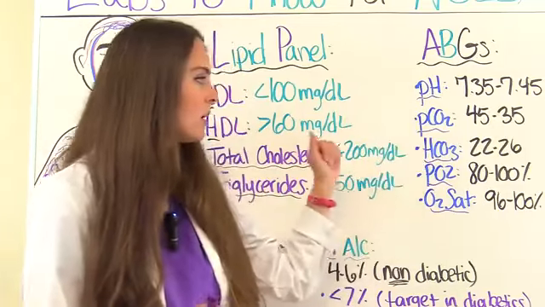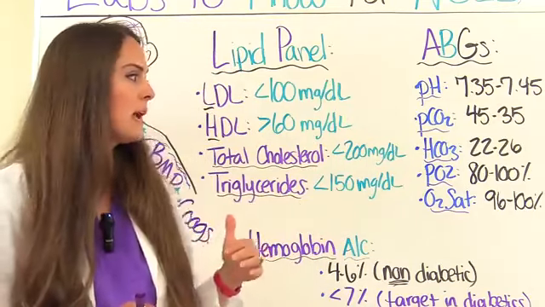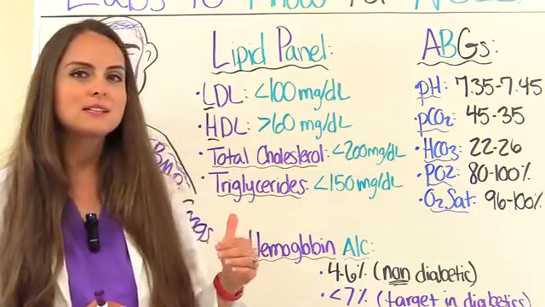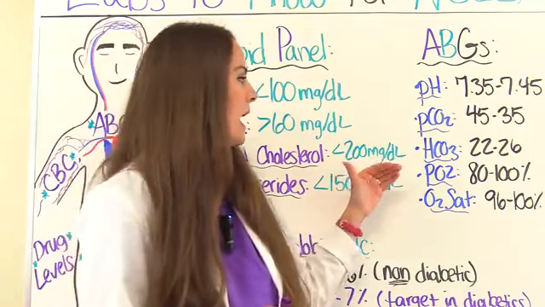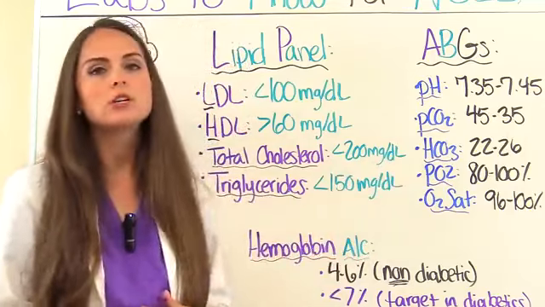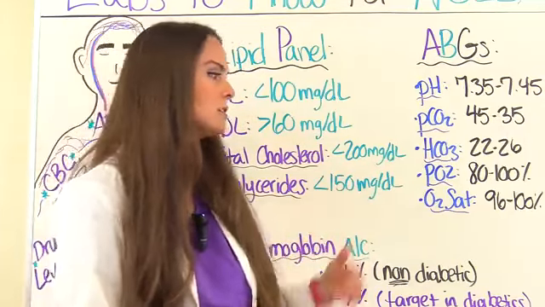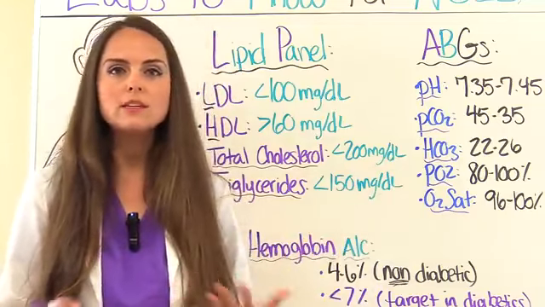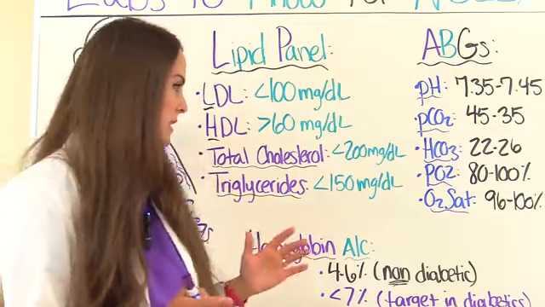Then we have bicarb, HCO3. The normal range is 22 to 26, and anything less than 22 is acidic, and anything greater than 26 is alkaline. Then we have PO2, which normal is 80 to 100%, and then we have the oxygen saturation, and a normal is about 95 to 100%.